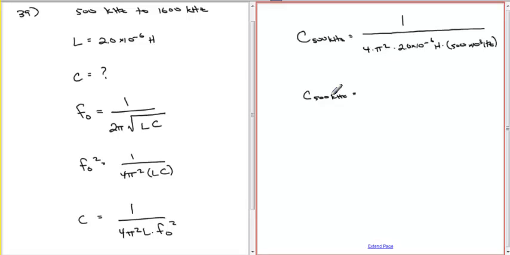So you get 1 divided by 4 divided by pi squared divided by 2e to the negative 6, divided by, so I've got to square that, divided by 500, the quantity 500 e to the third squared. So I end up with 5.0 times 10 to the minus 8 farads. If you did it as microfarads, it would be a small number, so we want to go up to the next unit.